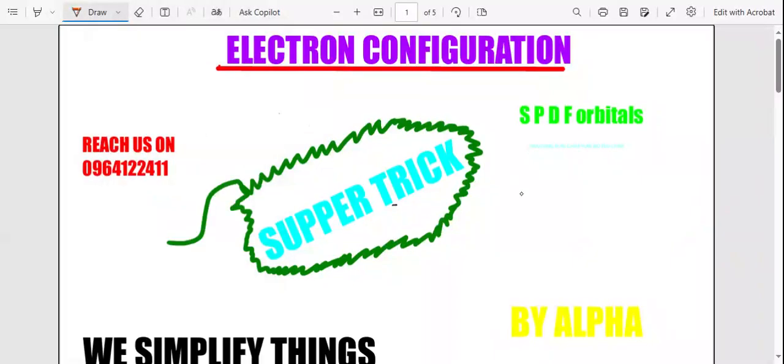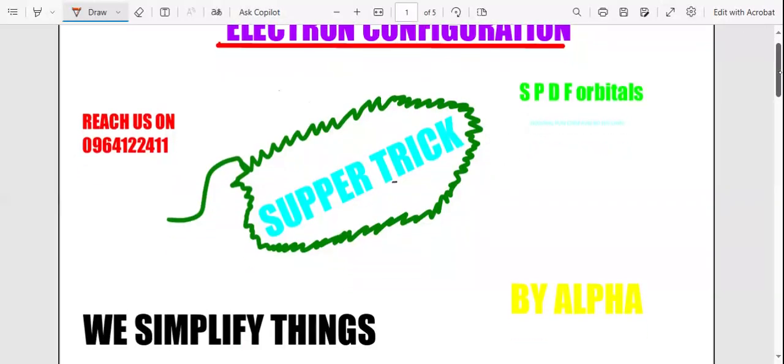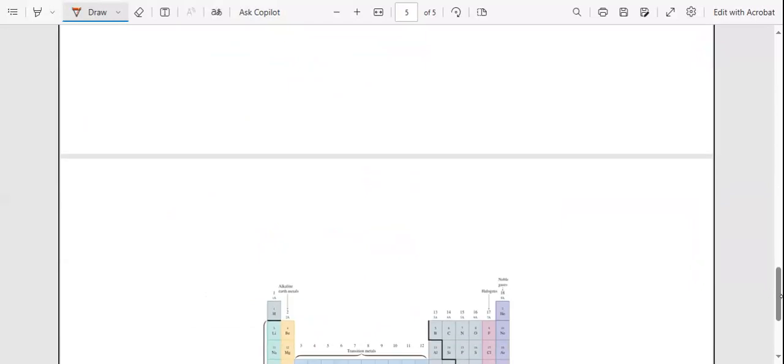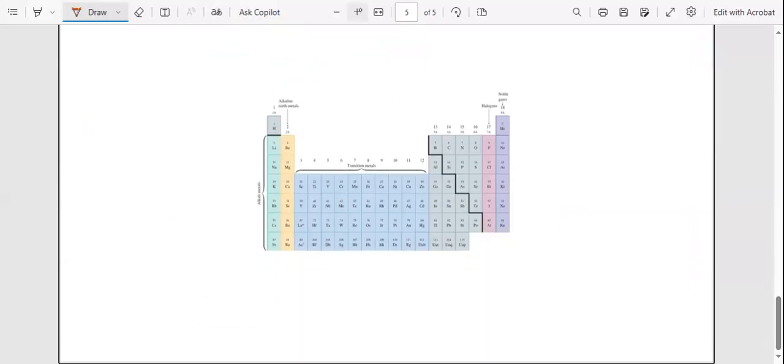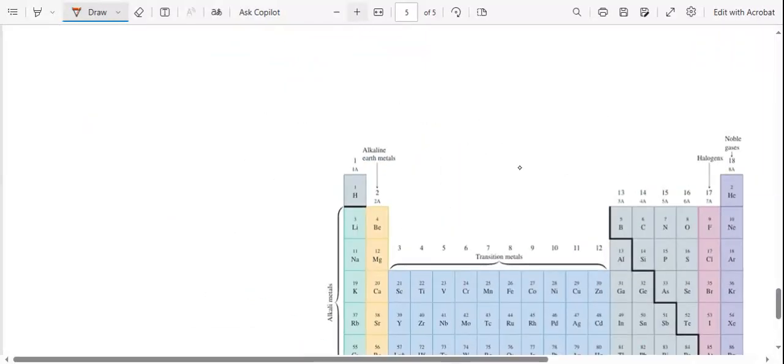All right, so what we do is, first of all, we'll be asked to write the electron configuration of main elements. So let me show you the periodic table, okay? The periodic table looks like this. We can see oxygen has 8, nitrogen has 7, carbon has 6, boron has 5, hydrogen has 1, then lithium has 3, like that.